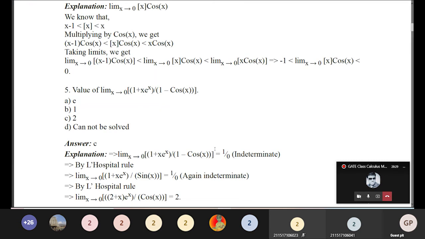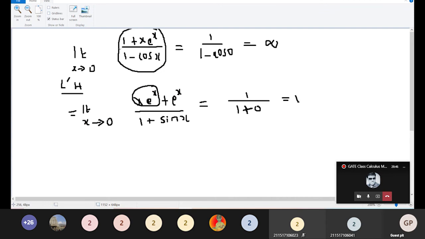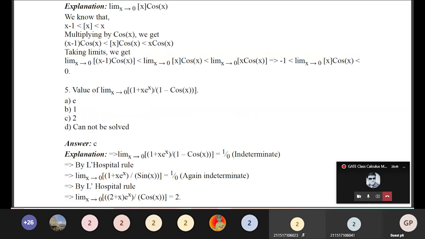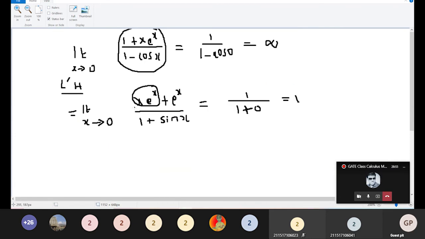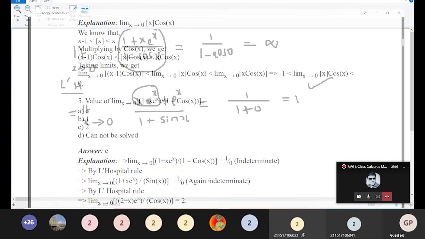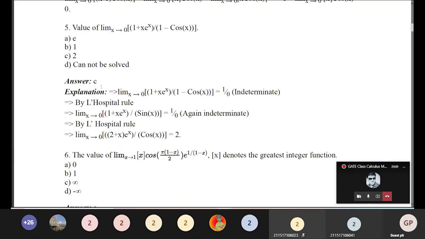Okay. There is some printing error actually here. They are giving 2. Shall we check? Differentiating the numerator, is it a limit x tends to 0? Okay, it is correct. Differentiating the numerator, x e power x plus e power x. Okay. Differentiating the denominator. Okay, it is correct. One is the answer. There is some printing error there.